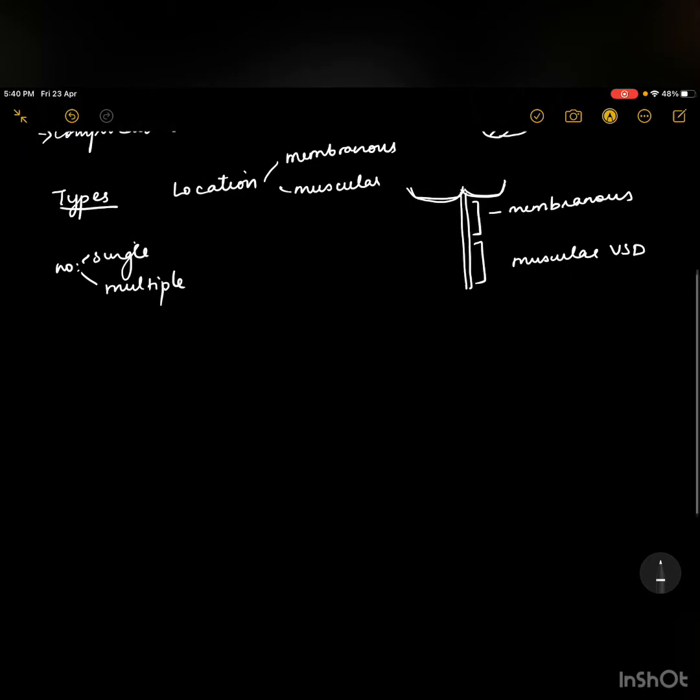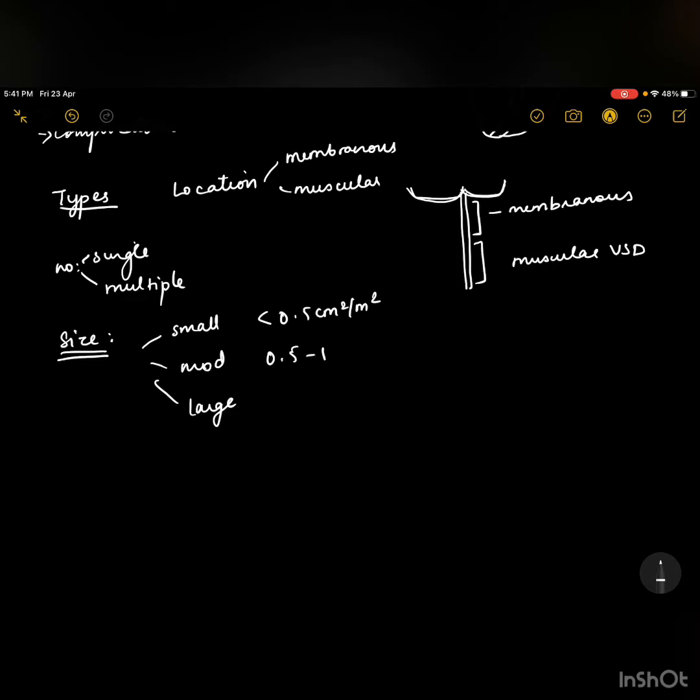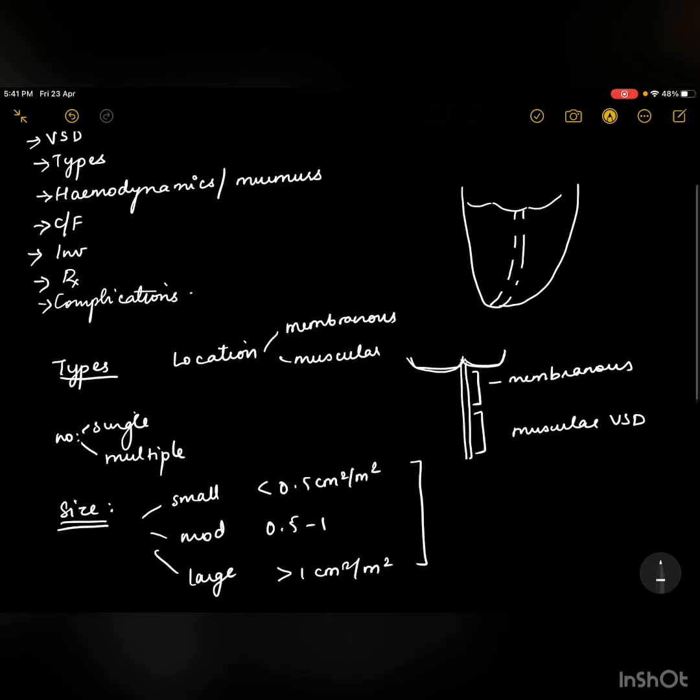And depending upon the size of the septal defect, this is a very important classification. Depending upon the size, there can be a small, moderate, or a large VSD. A small VSD is when the size is less than 0.5 centimeter square per meter square, 0.5 to 1 is a moderate, and greater than 1 centimeter square per meter square is a large VSD. And this division can also be made out somewhat during clinical investigations. Depending upon the size, clinical manifestations differ. So these are the types of ventricular septal defects.